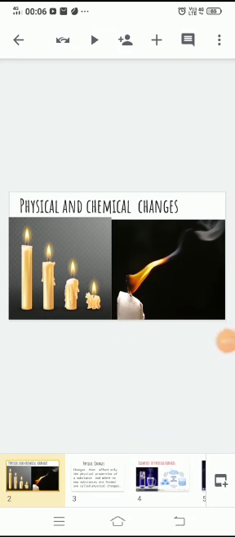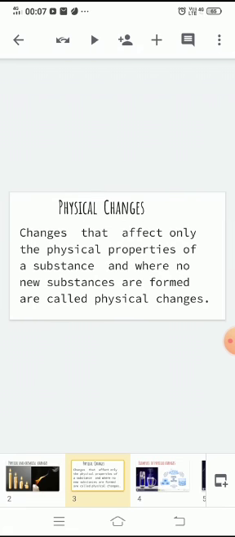Now, you will be able to say which one is physical and which is chemical change. When a candle burns, both physical and chemical changes occur. Melting of wax is physical change because only physical state is changing from solid to liquid. But burning of wax is chemical change because in burning, wax reacts with oxygen present in surroundings and forms carbon dioxide and ash.